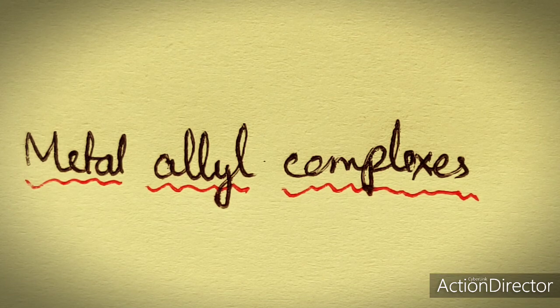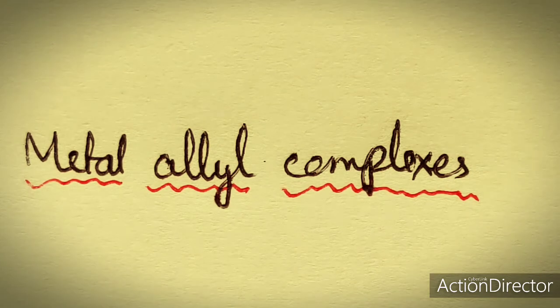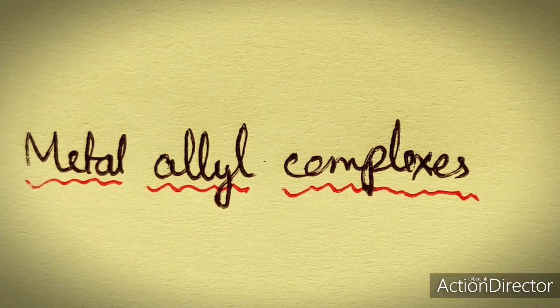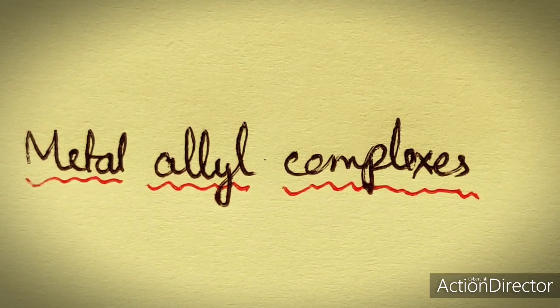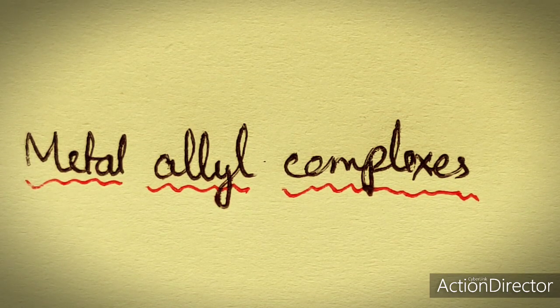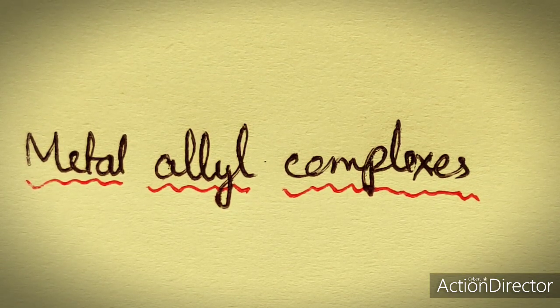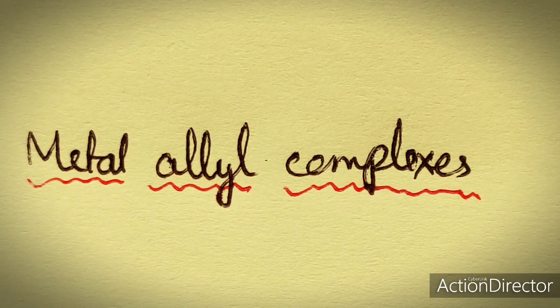Now we have seen the preparation methods. The main four preparation methods have been studied: from alkene compounds, from nucleophilic attack, from electrophilic attack of allyl compound, and from diene complexes. We can easily synthesize the metal allylic complexes. Then four chemical reactions we have studied, that are insertion reactions, reductive elimination reactions, nucleophilic attack, and electrophilic attack.